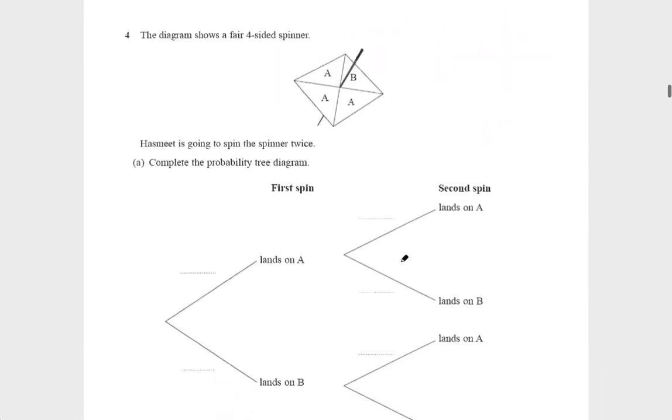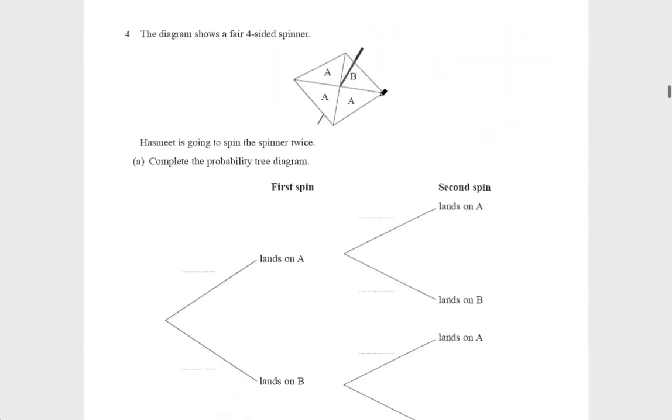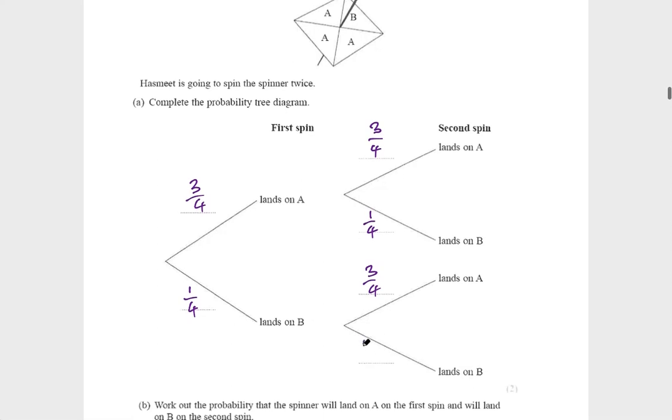Question 4. The diagram shows a fair four-sided spinner. Hazmeet is going to spin the spinner twice. Complete the probability tree diagram. So the probability of it landing on A on the first spin is 3 out of the 4 possible ones, and landing on B 1 out of 4. Second spin is exactly the same probabilities. So on the second spin, 3 out of 4 for landing on A, 1 out of 4 for landing on B. So this is going to be the same for the whole diagram, which is perhaps deceptively easy.